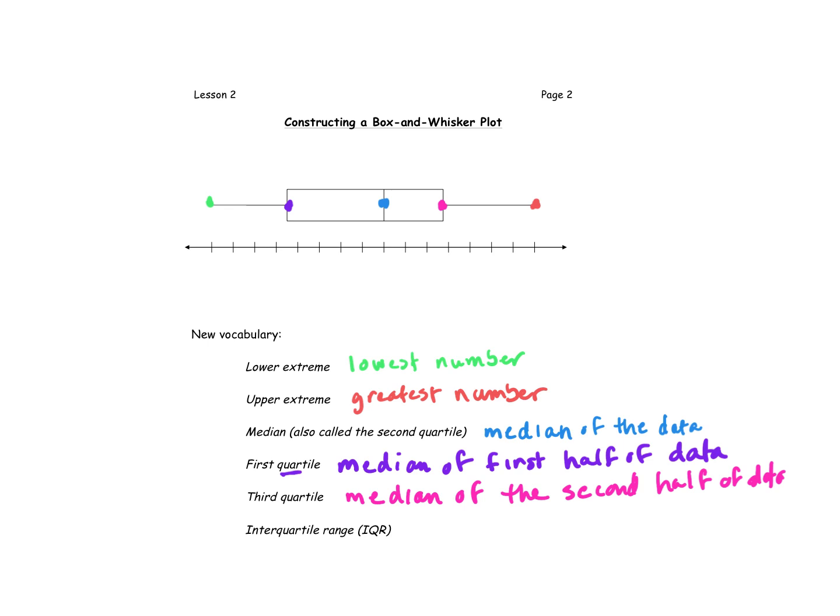So there's one more vocabulary term, and that is the interquartile range. That is this section right here that starts at the first quartile and goes to the third quartile. And that's the range of numbers that is 50% of the center of the data.